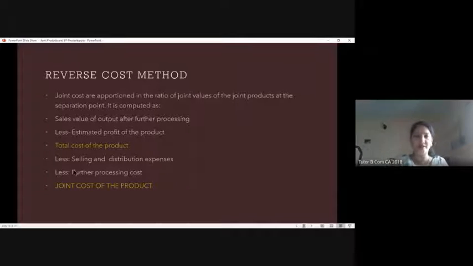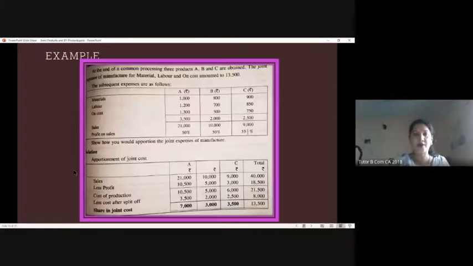We look at the sales, we look at the estimated profit, and we reduce the selling and other distribution expenses to arrive at the joint cost of the product. It's actually separated at the point itself, and then we adjust the cost separately to each joint product to arrive at the joint cost, to do the apportionment. So it's a little different, but it's the simplest of all.